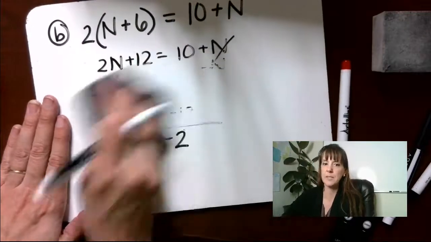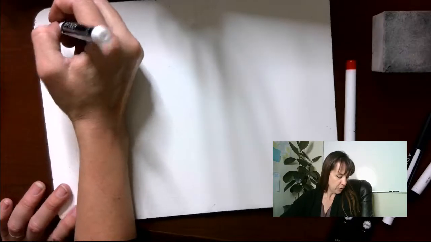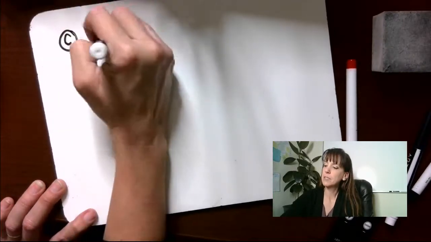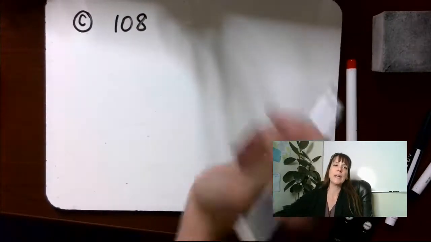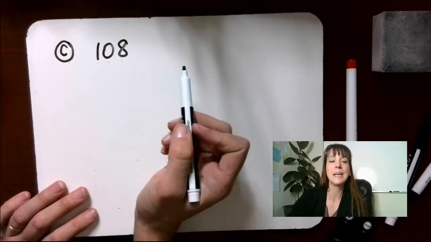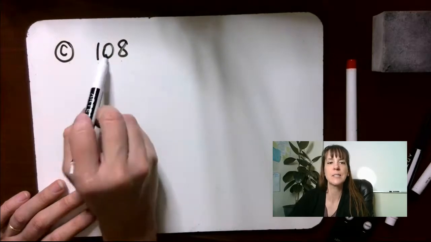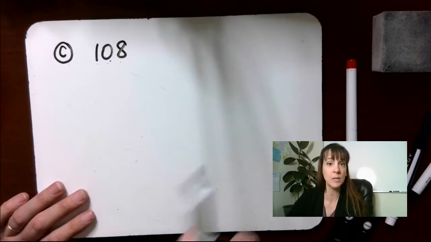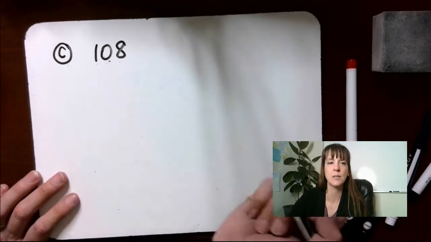All right, 2 more problems, then you're good to go. C. Write the following numbers as products of prime factorization. 108. Guys, there's a trick for 3s and 9s. If you add 1 plus 0 plus 8, you get 9. Does 3 go into 9? Yes, 3 is going to go into this number. But also, does 9 go into 9? Yes, then the 9 is going to go into this number.